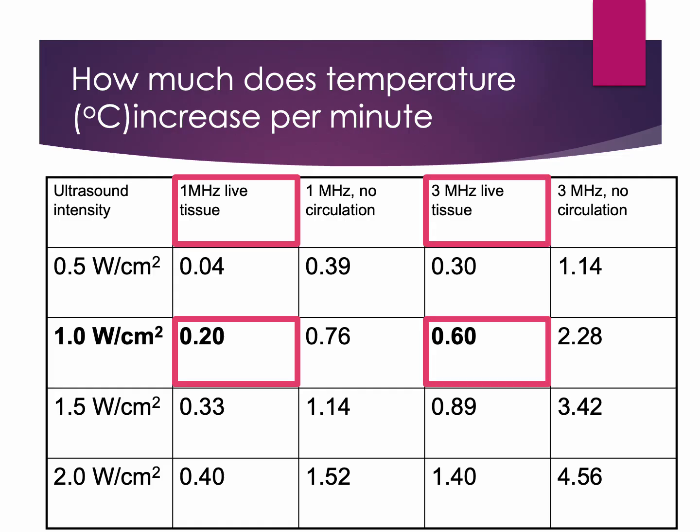Now we can see how frequency impacts heating. As you can see, treating with 3 megahertz ultrasound causes the tissue to heat up 3 times as quickly as when using 1 megahertz ultrasound. Remember, 3 megahertz ultrasound focuses its energy closer to the surface, so it is going to heat up faster. If using these settings, if you wanted to increase tissue temperature 3 degrees, it would only take 5 minutes.